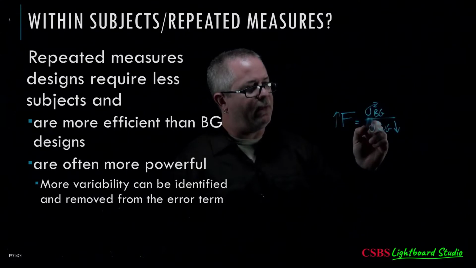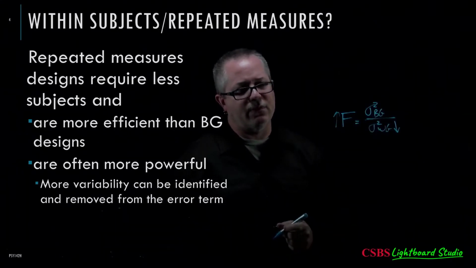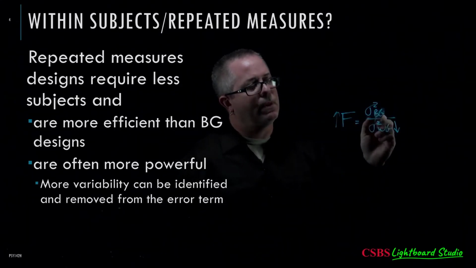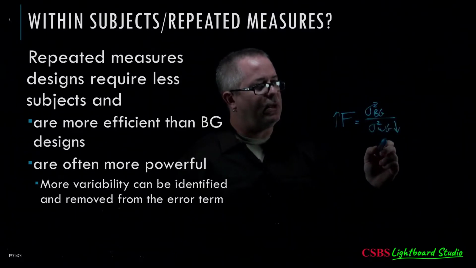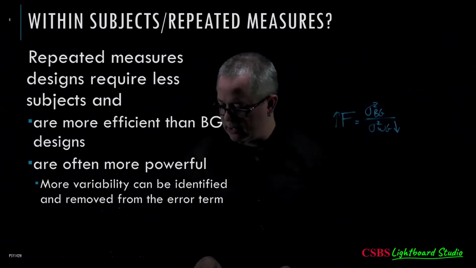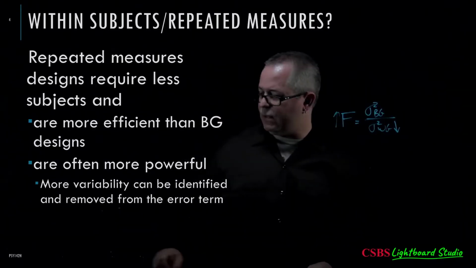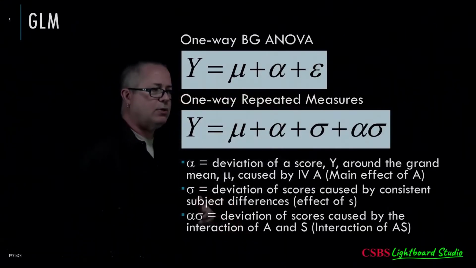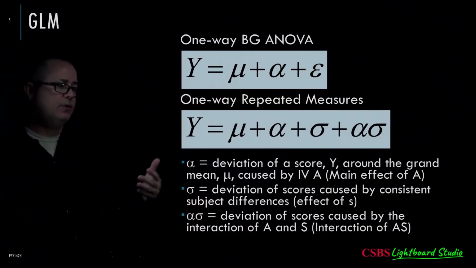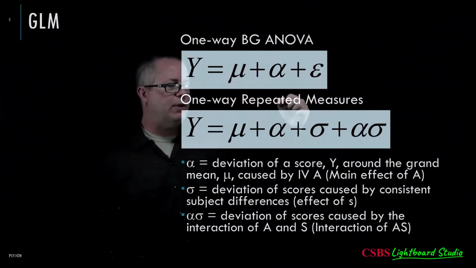Even if your effect is the same, the difference between your conditions is the same, by simply reducing the error, bringing the within groups variability down, we can actually increase F, make it more likely it will be rejected, increase its power. Okay?